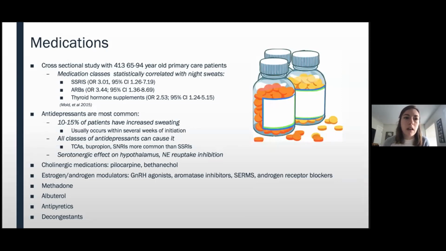And those all had an odds ratio of, like you can see there, 2.5 or up to 3.4 with a confidence interval that was statistically significant. But there's a lot of reports of other medications that have caused this. Like I mentioned at the beginning, there's just not a lot of great studies that have been done. But antidepressants are the most common. 10 to 15% of patients who are on antidepressants will have increased sweating. This might not just be at night, but some patients might really just experience the bothersome symptoms at nighttime.